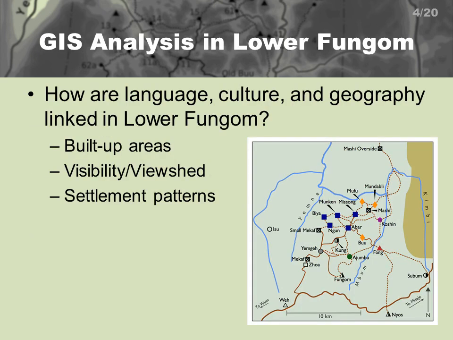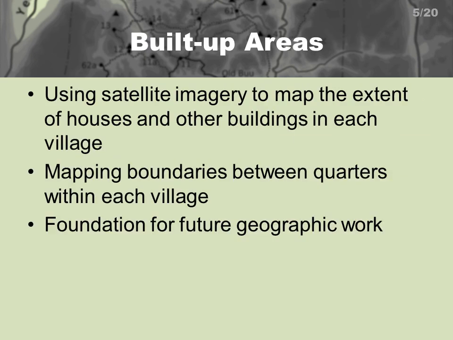The project I've been working on is investigating how language, culture, and geography are linked in Lower Fungom. I'll go over a few ways we've been using GIS to figure out the answer to this question. One big task I've been working on is digitizing the built-up areas of villages in Lower Fungom. When I say built-up areas, I just mean the areas of land where houses and other buildings are located. We're representing these built-up areas as vector data, using polygons, so I've been drawing lines around the built-up areas to form the polygons. These lines aren't the actual boundaries of the villages, though, just the limits of the built-up area.